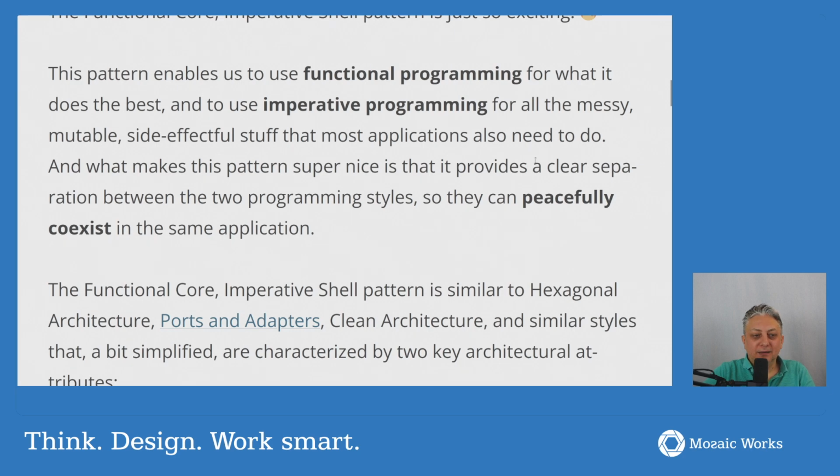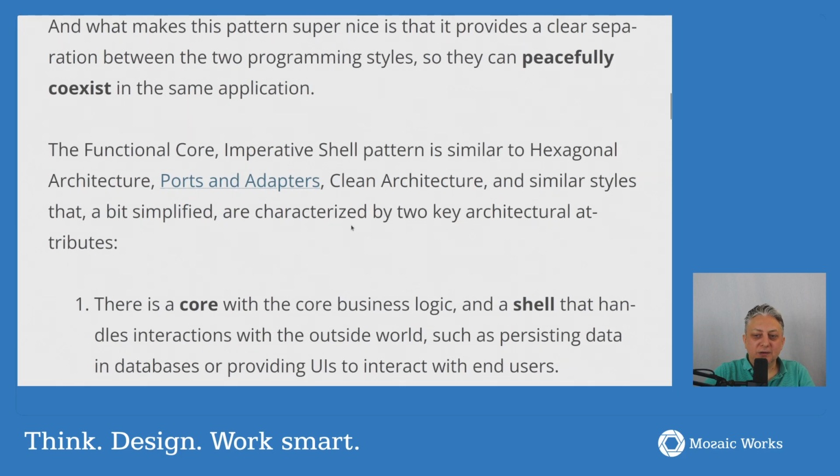Right. What makes this pattern super nice is that it provides a clear separation between the two programming styles so they can peacefully coexist in the same application. Functional core imperative shell pattern is similar to hexagonal architecture, ports and adapters, clean architecture, and similar styles that, to be simplified, are characterized by two key architectural attributes.